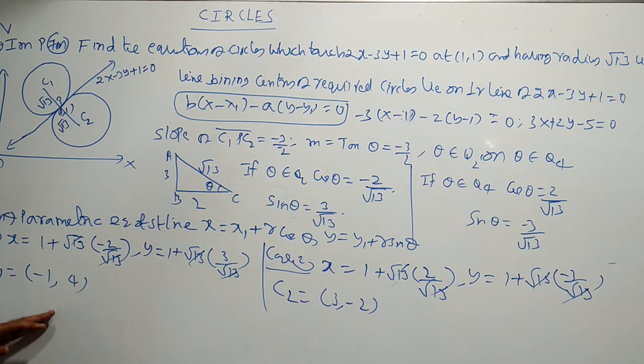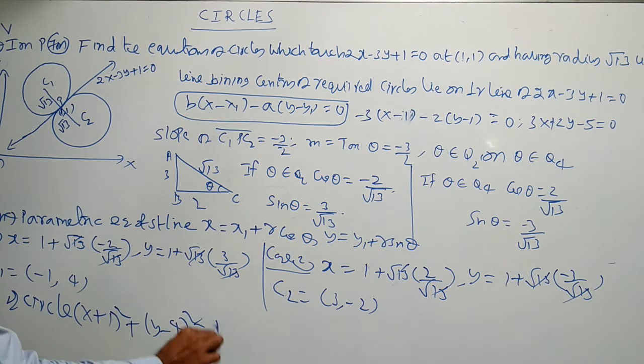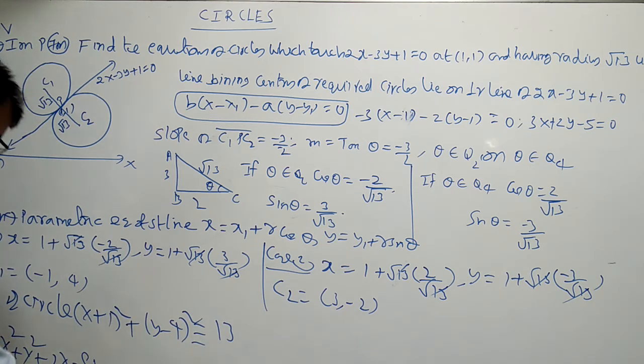Depending on this, the centers are (minus 1, 4) and (3, minus 2). Already root 13 is the radius for C1P or C2P. You can calculate the equation of circle using the formula (x minus h) whole square plus (y minus k) whole square, which gives (x plus 1) whole square plus (y minus 4) whole square equals 13. Now expand like this. You get x square plus y square plus 2x minus 8y, and 1 plus 16 is 17, minus 13, which is 4, equal to 0.